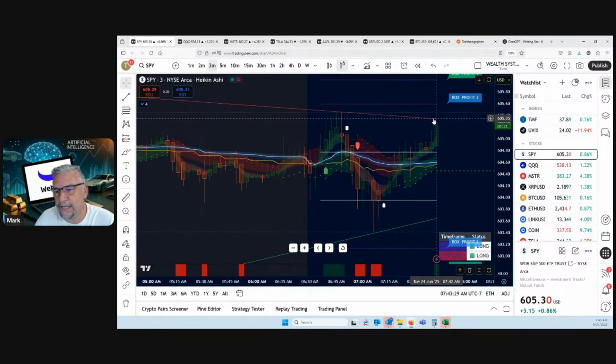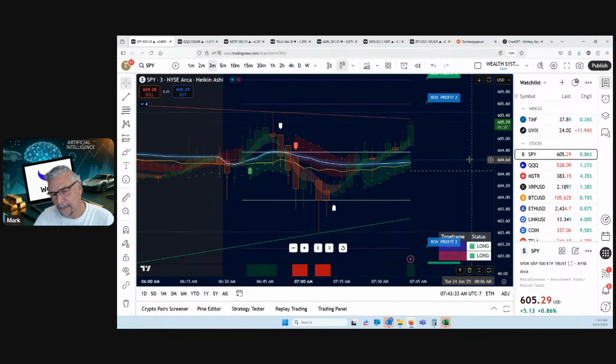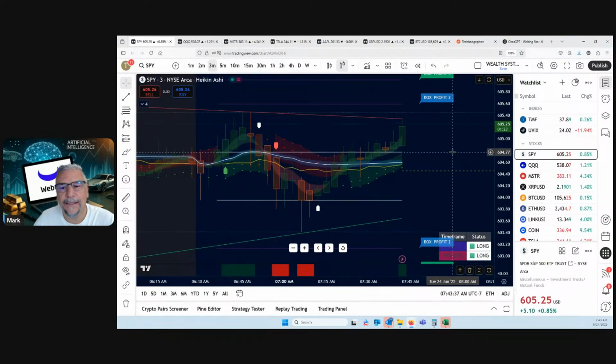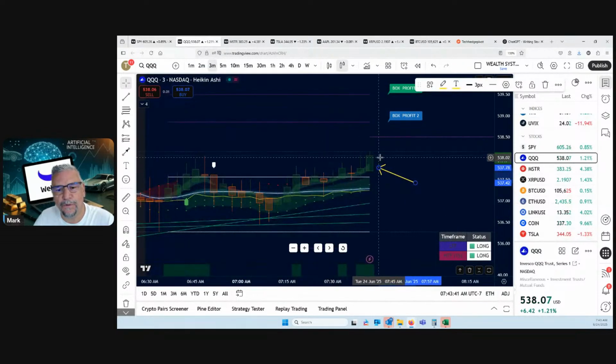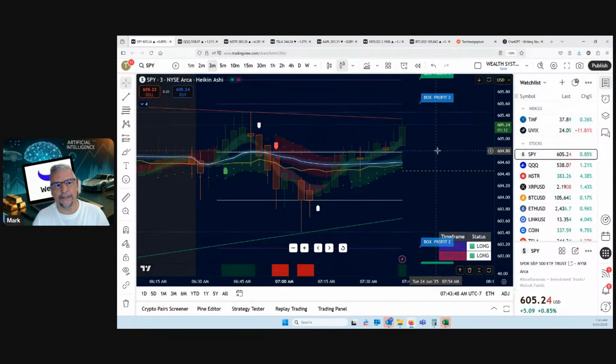So you can see we touched that resistance, just like the GENX system predicted, right? We were going to touch this line. We have. And can SPY break that line? I would say, if QQQ broke the line, it's possible. However, SPY is the S&P 500, and it follows the same pattern.